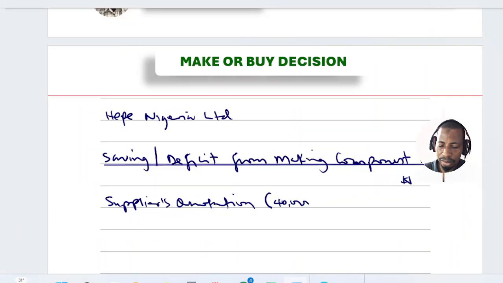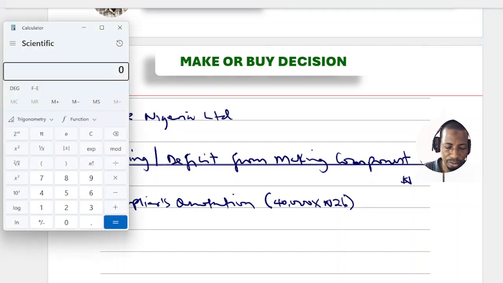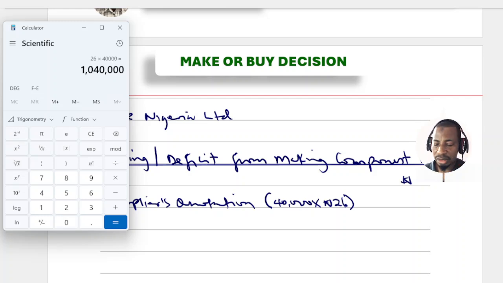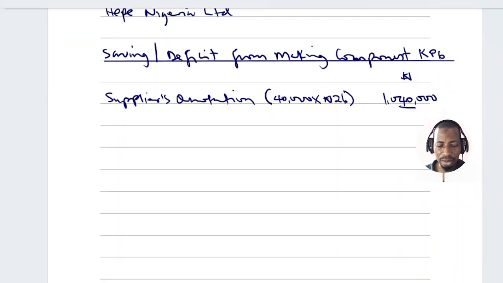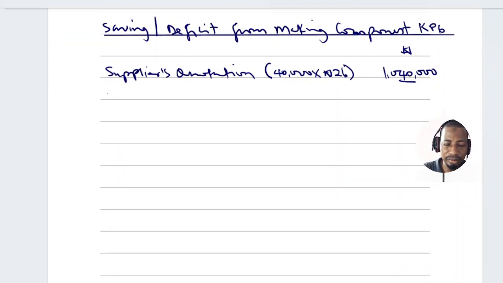40,000 multiplied by 26. Bring out your calculator. So 26 multiplied by 40,000 produces 1,040,000. Here is 1,040,000. That is supplier's quotation. Then you now compare this with the relevant cost of making the components.